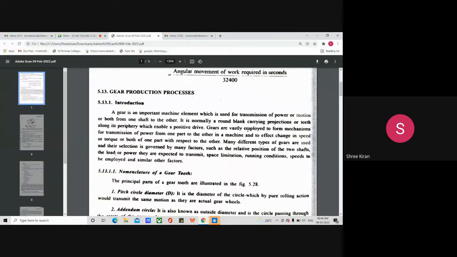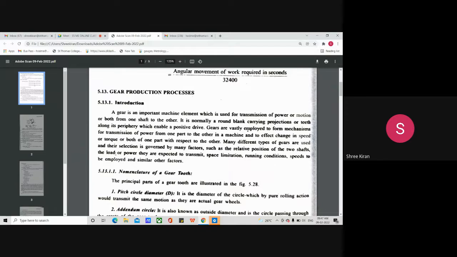A gear is normally a round blank carrying projections or teeth along its periphery, which enables a positive drive. Gears are vastly employed to form mechanisms for transmission of power.